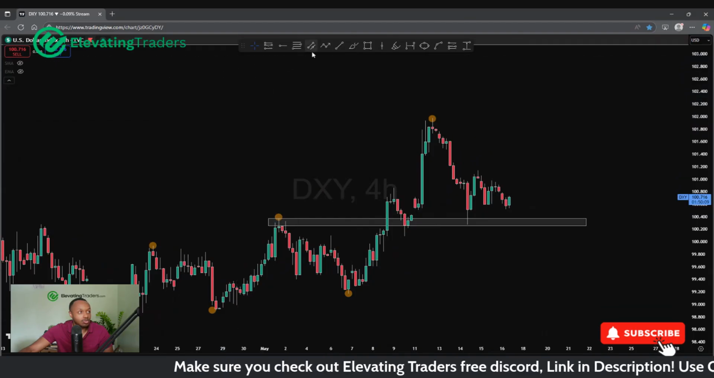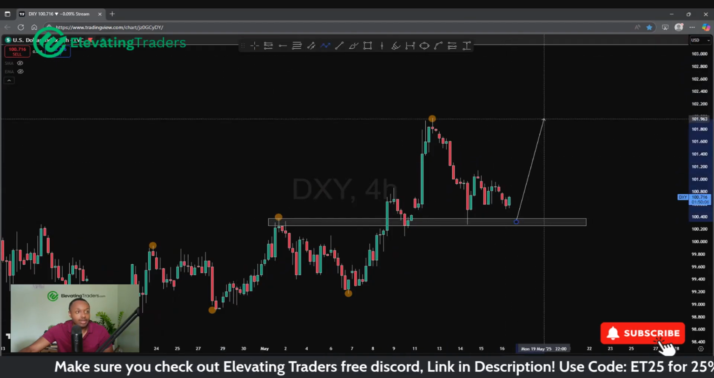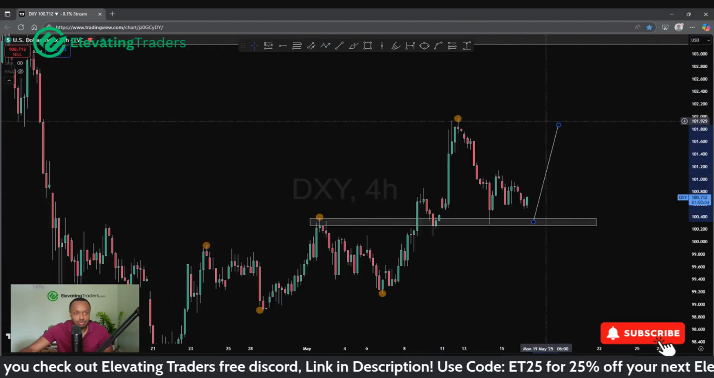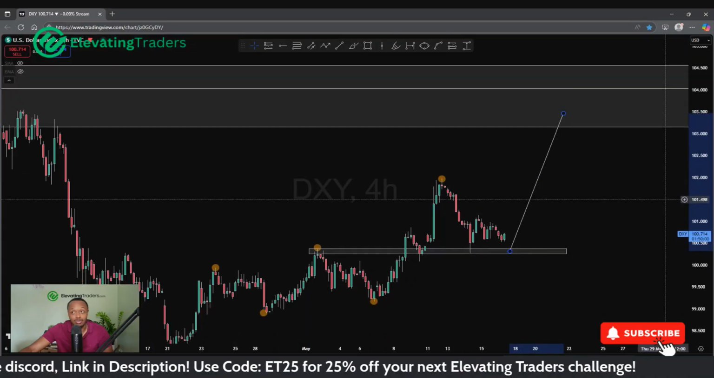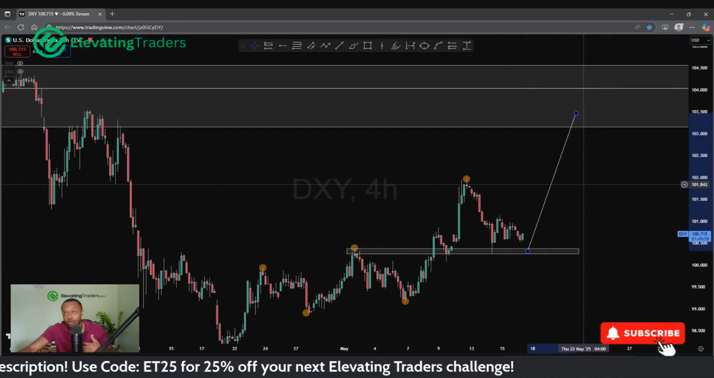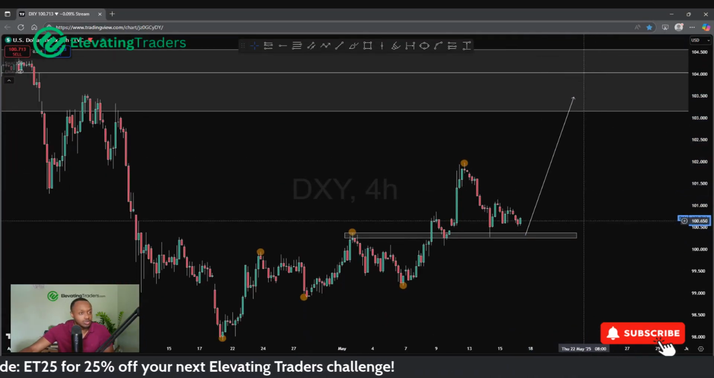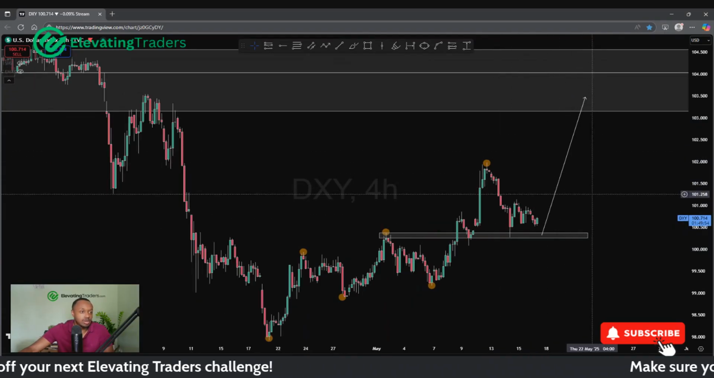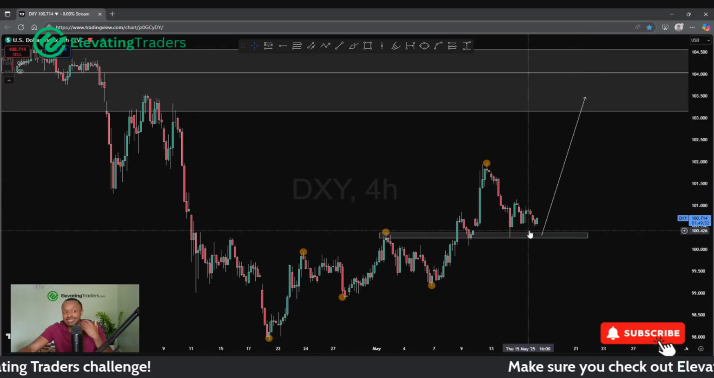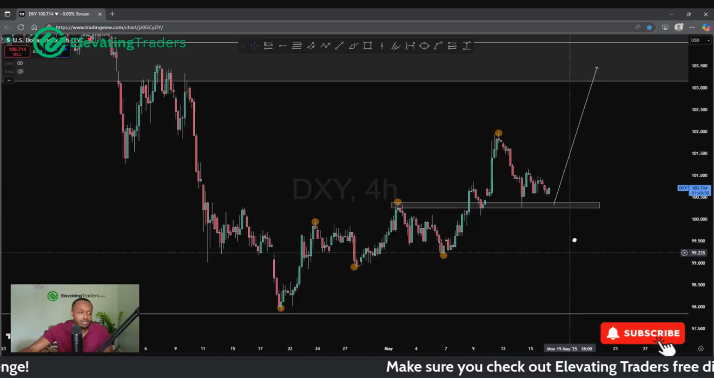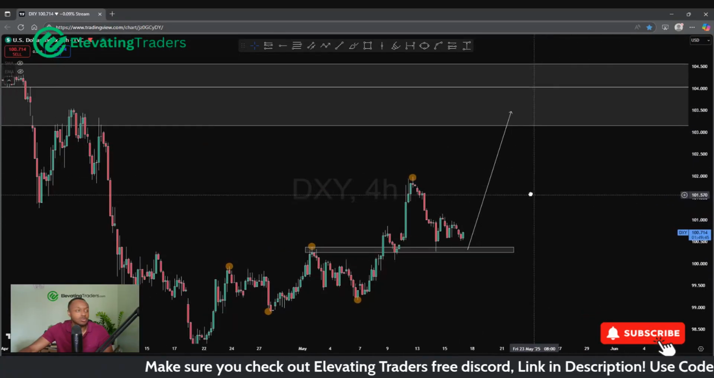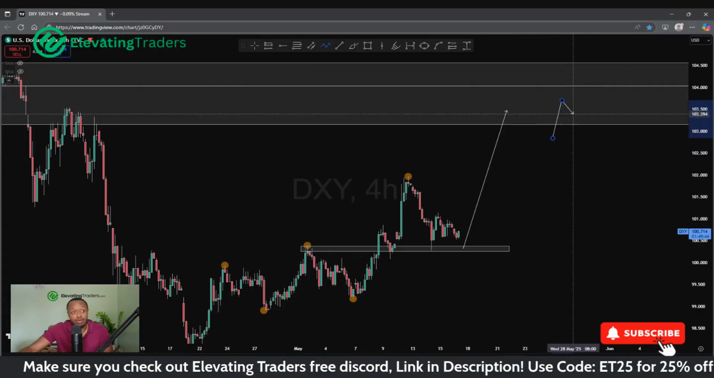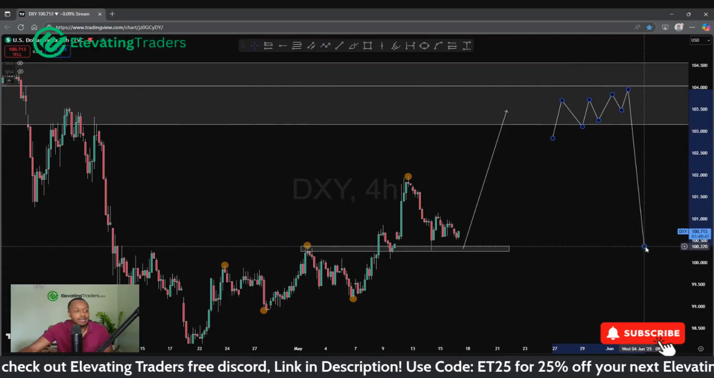So the bias still remains the same. I'm looking for a drive back to the high here. So that's 102. And of course, if I'm going to get that push back into the levels, which I just went over, which look good for some shorting opportunities, then we could be seeing a pretty big swing. But the analysis is I'm expecting some more USD strength in the continuation of this bullish trend for perhaps some shorts later on. That's been the outlook for at least a couple of weeks now.